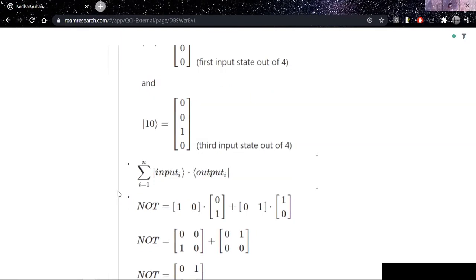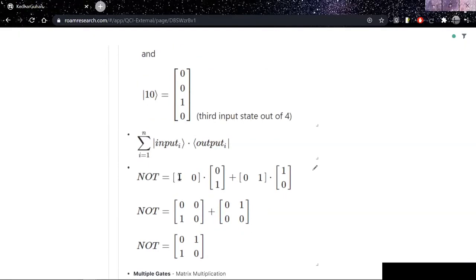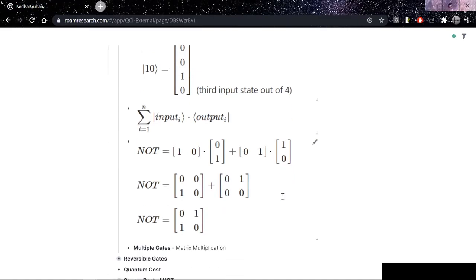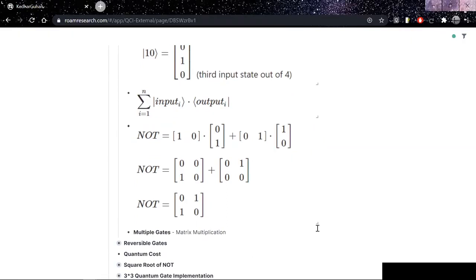In case of the NOT gate, if we have 1 0 column as input, the corresponding output would be 0 1, because 1 will be converted into 0 and 0 into 1. In the next case, we have 0 1 as input, and 0 would be converted into 1 and 1 to 0. Mathematically, this is how we come up with the representation of gates as matrices. So for a NOT gate, we have 0 1 1 0 as the matrix. This is the most basic reversible gate that is there.